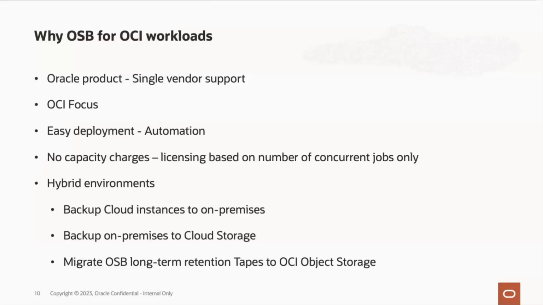We also had customers that migrated a lot of long-term retention tapes that they had on premises in physical tape libraries, and using OSB, they just migrated all that tape content to OCI object storage, and they removed the on-premises tape library. So that's another use case that we've been working on. There are a lot of possibilities. It opens up a lot of possibilities when you're dealing with both OCI-only and hybrid environments.